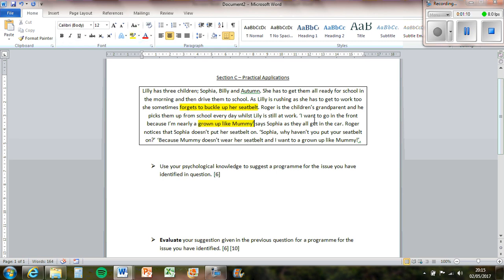As they all get in the car, Roger notices that Sophia doesn't put her seatbelt on. "Sophia, why haven't you put your seatbelt on?" "Because Mummy doesn't wear a seatbelt and I want to be a grown up like Mummy." So it's all about wearing a seatbelt.